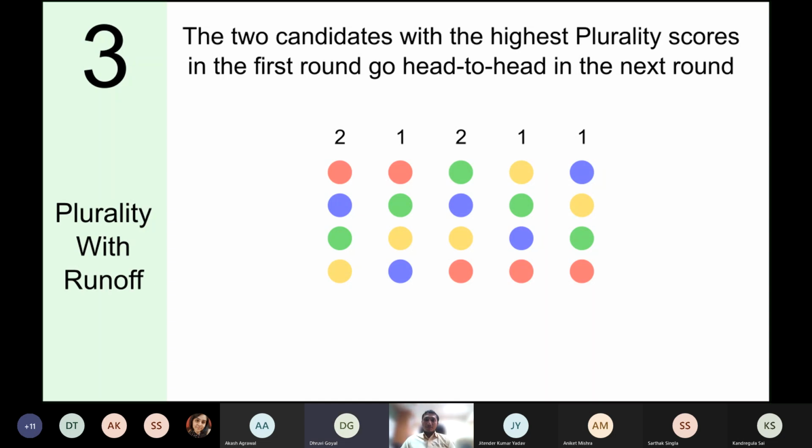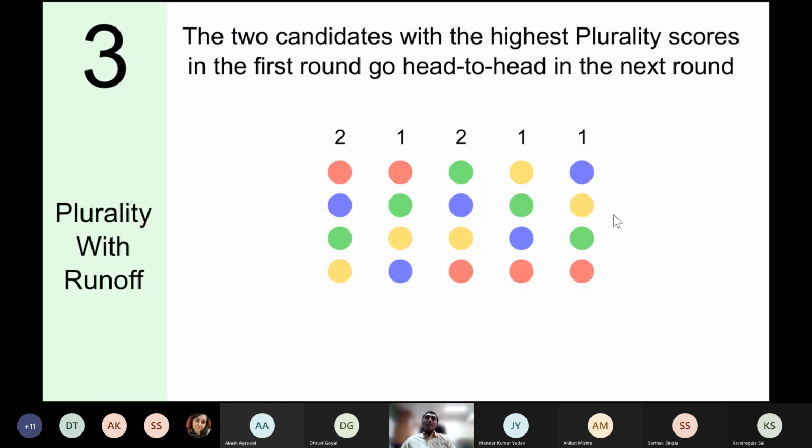Yes, sorry, I was on mute. So I was saying blue because it is present 2 times in the second row and 1 time in the first row. So its count would be 3. And similarly with green. So actually it must be blue and green.